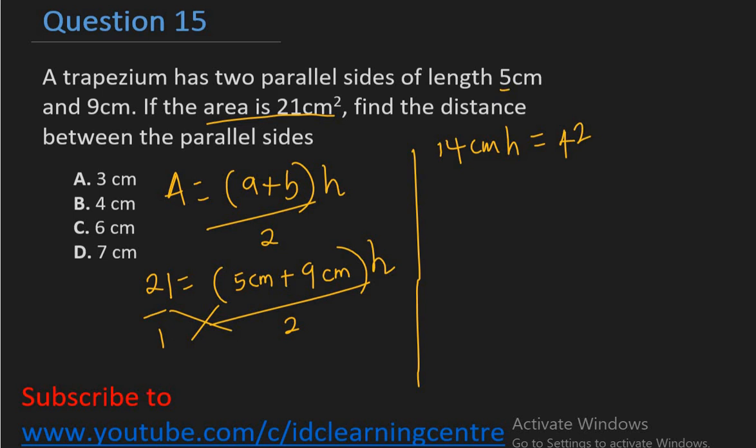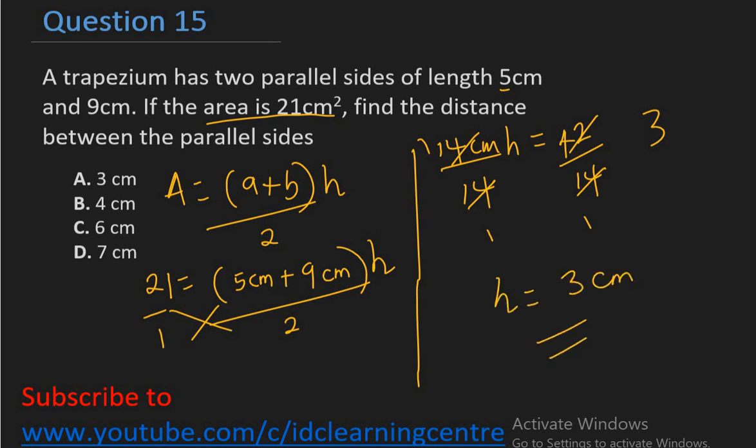Now to get the height, what do you do? You simply divide both sides by 14. 14 here 1, 14 here 1, 14 into 42 is 3. So the height is 3 centimeters, which is A.